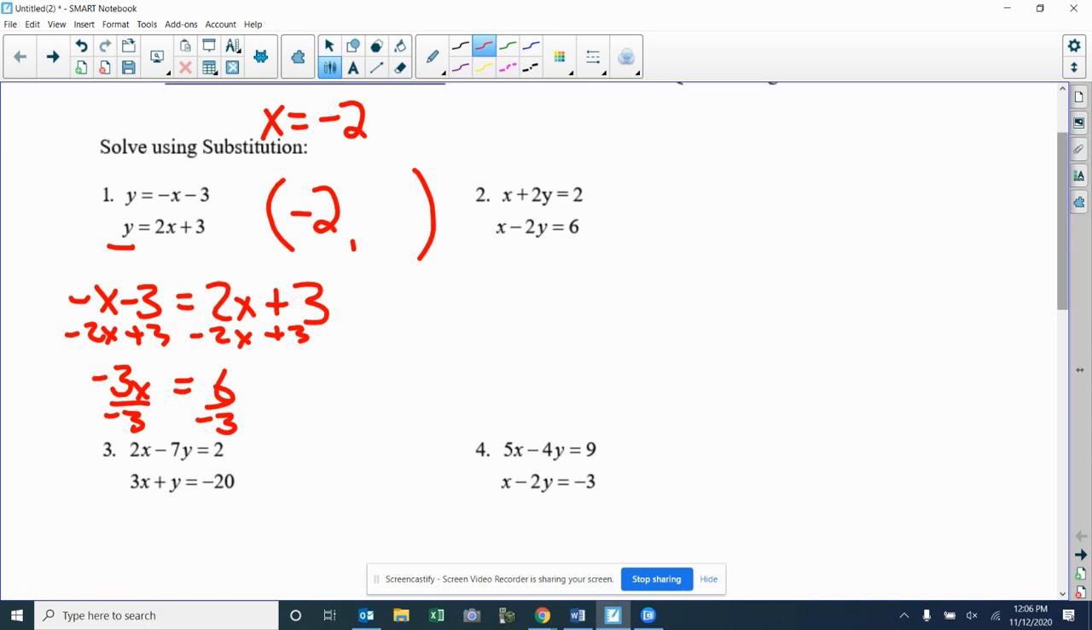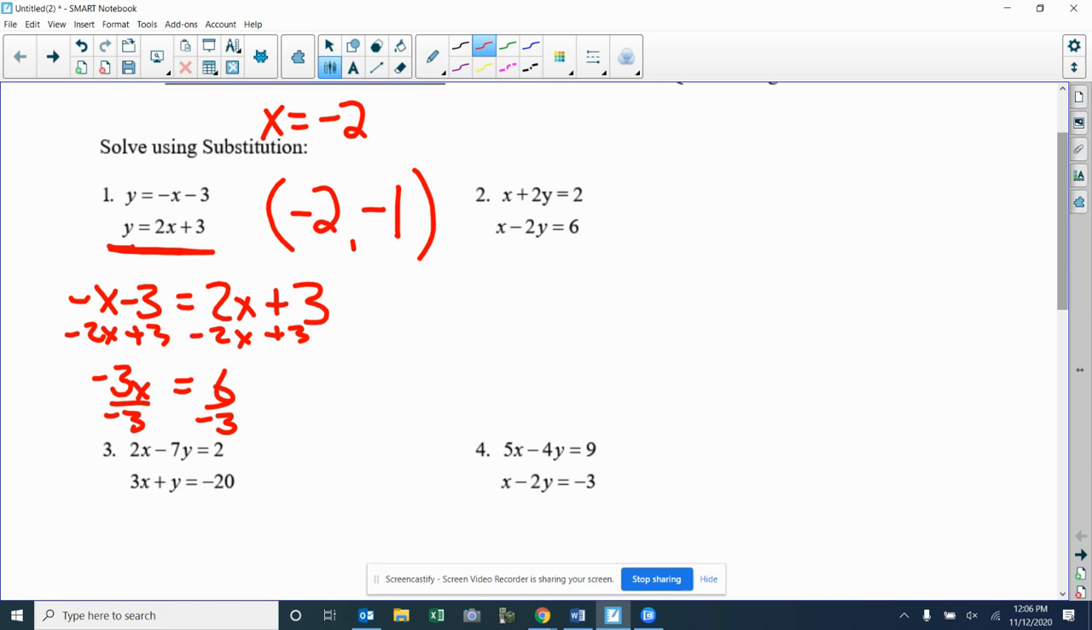Now, I think the easiest one to do would probably be this bottom one. Plug negative 2 into there. Negative 2 times 2 would give me negative 4 plus 3. So my y is negative 1. Number 1, is everybody okay? Anybody else get those answers? I did. Oh, that's fantastic.